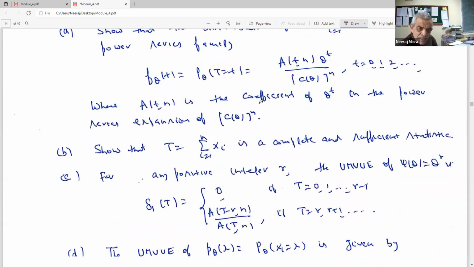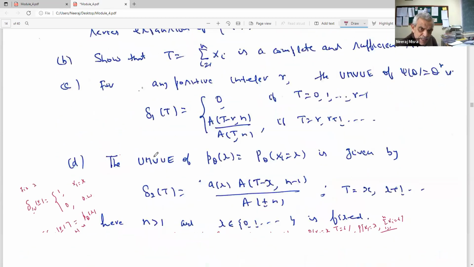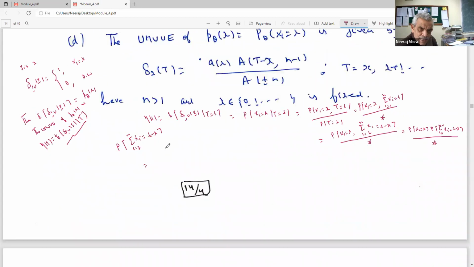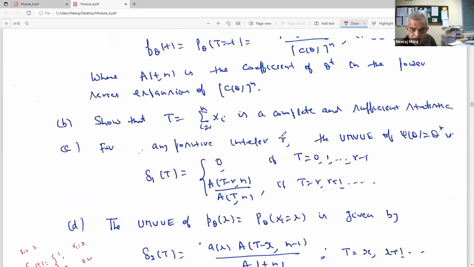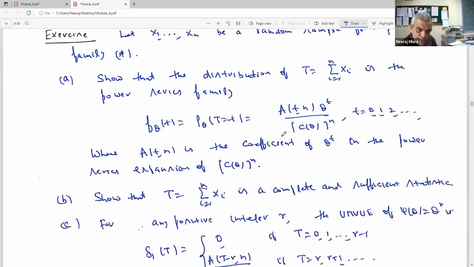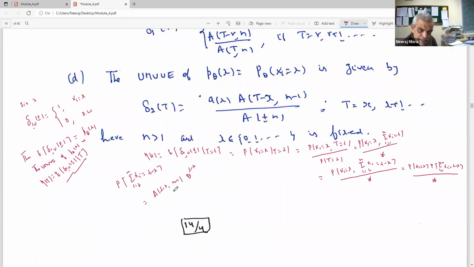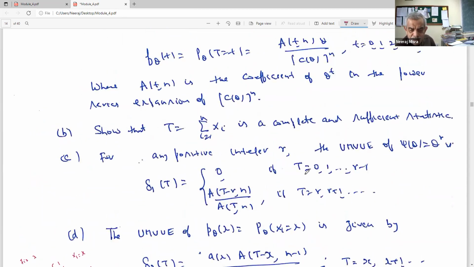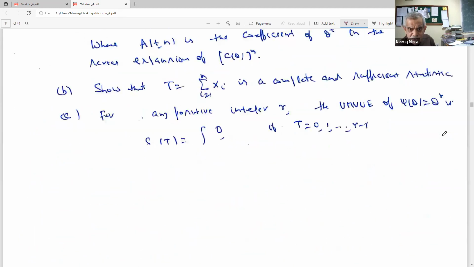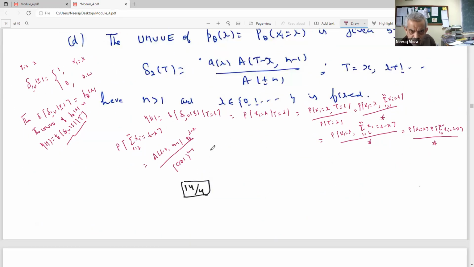So what does that become? This becomes a_{t-x} n minus 1. And then what was over here? Theta to power t, so theta to power t minus x, divided by c theta to power n minus 1. Is that okay? And you will see that when you calculate this, x1 is equal to x and all that you put, it is not going to depend on theta. It will be some quantity. Is that clear? Yes, sir, clear.